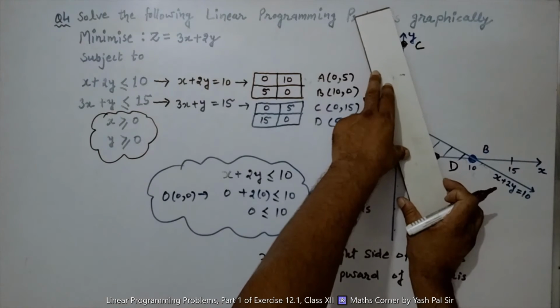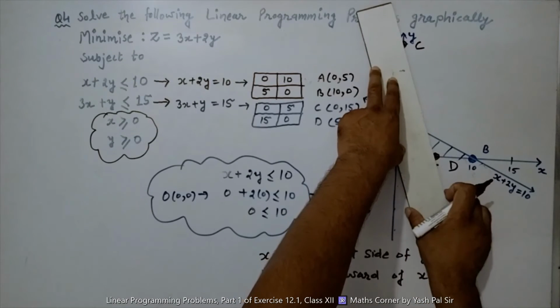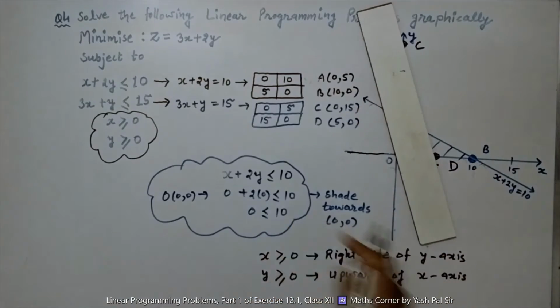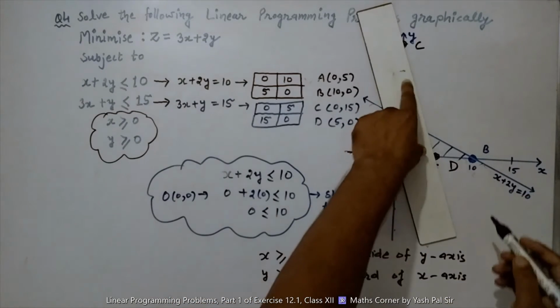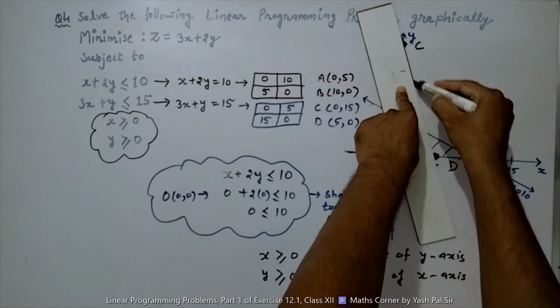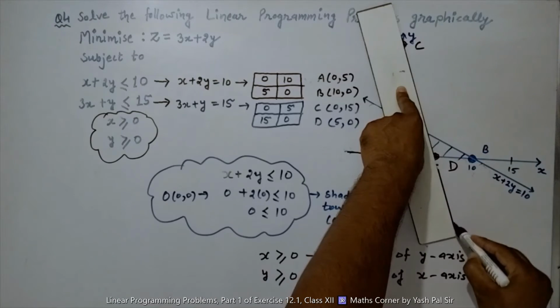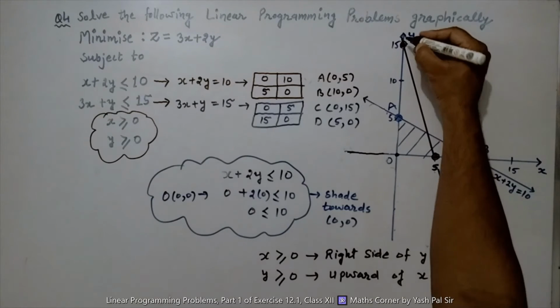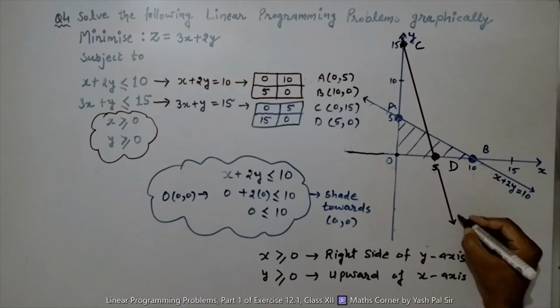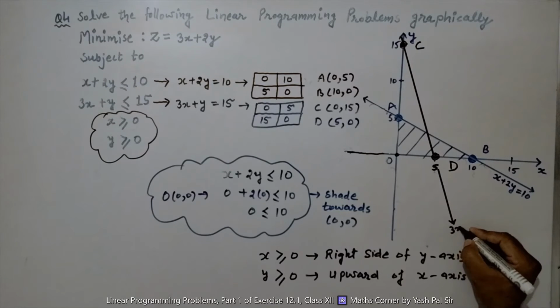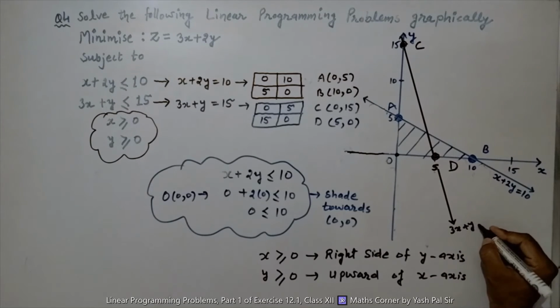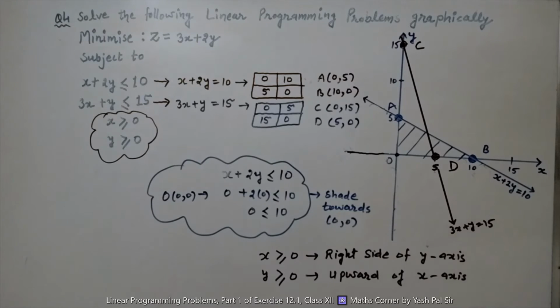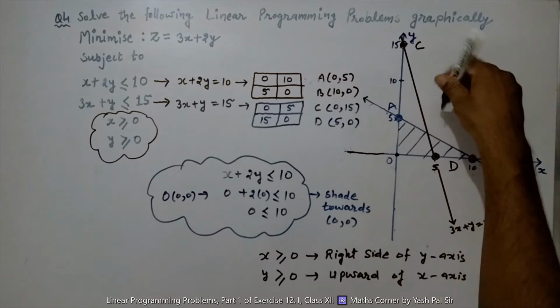Now we join these 2 points C and D. This way we are going to join. Again, because of this equal to sign, we join these 2 points with a dark line. Again we have to put arrow marks on both sides of the line, and the name of this line is 3x plus y equal to 15. Now the thing is, which side should we shade?